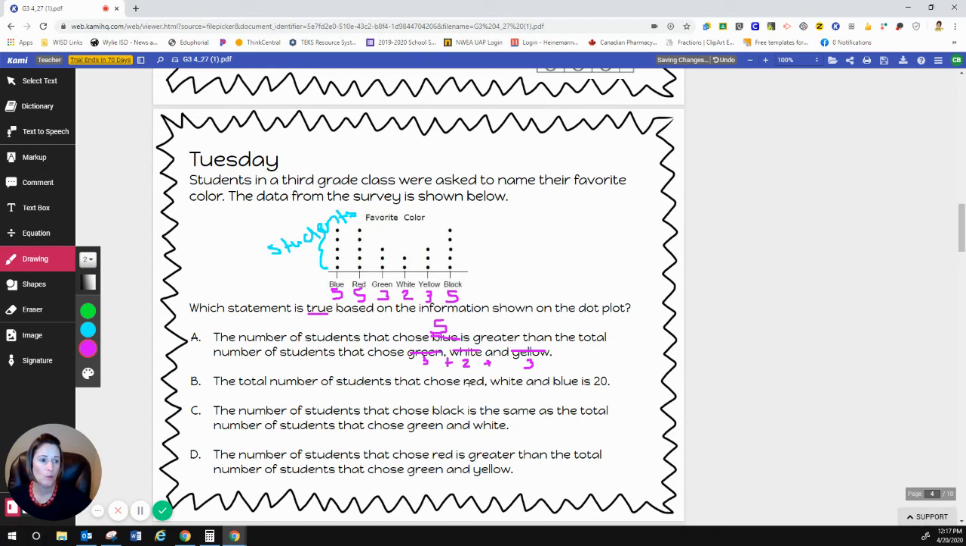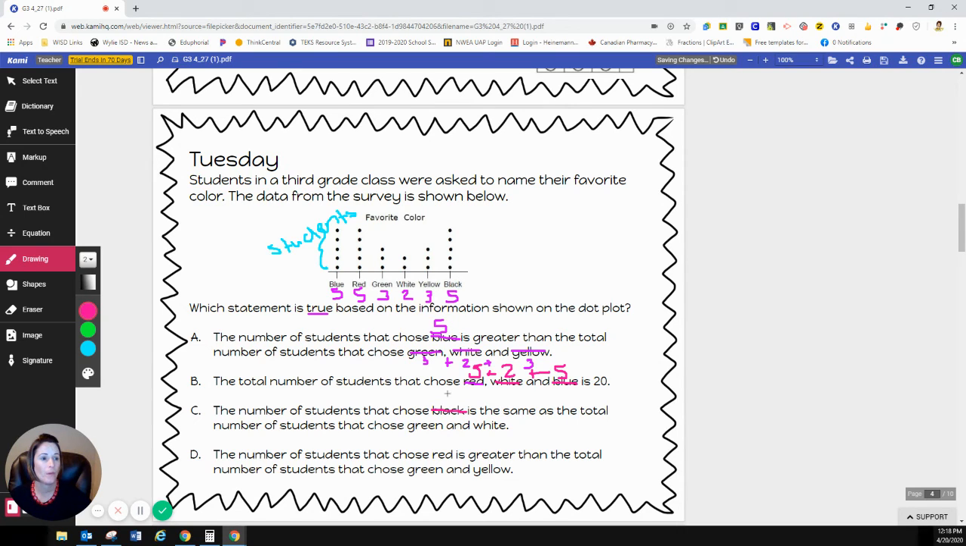Total number of students that chose red. Okay, let's look at red. And let's do a different color. Red had 5. White has 2. And blue, let's find, blue has 5. So the total number of students that chose red and white and blue equals 20. Well, I know 5 plus 5 is 10 plus 2 more is 12.